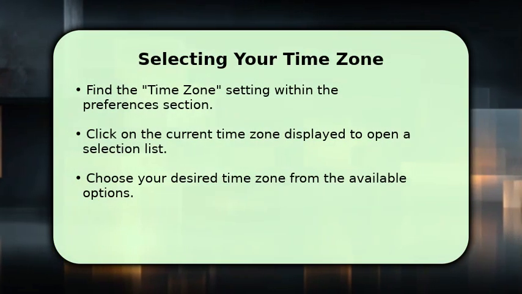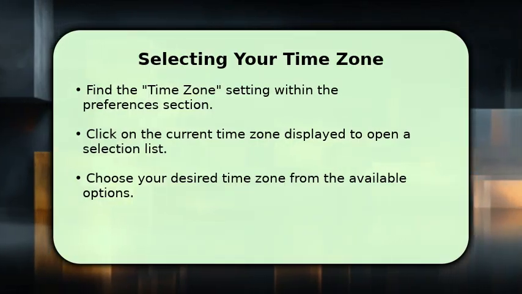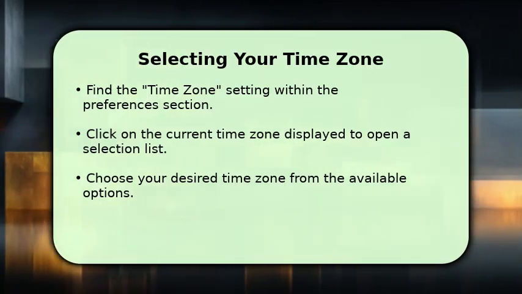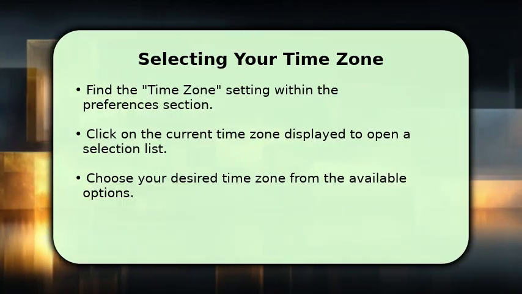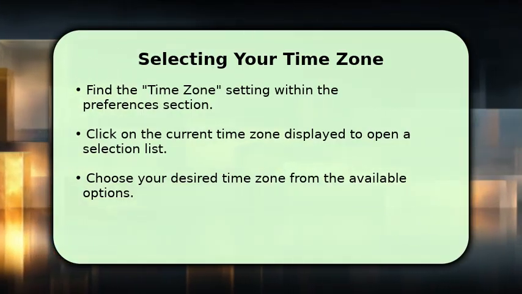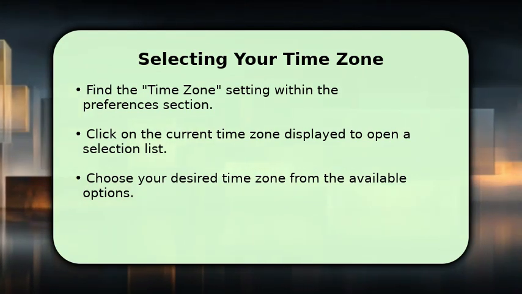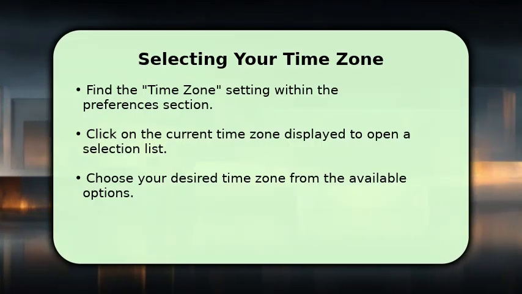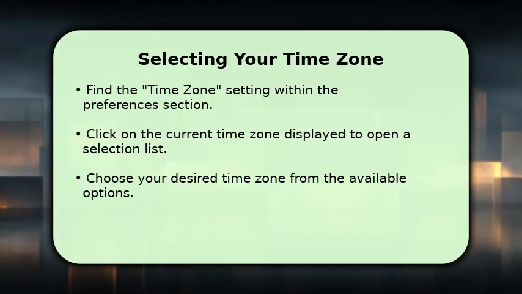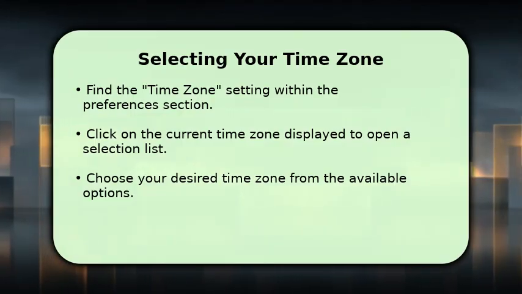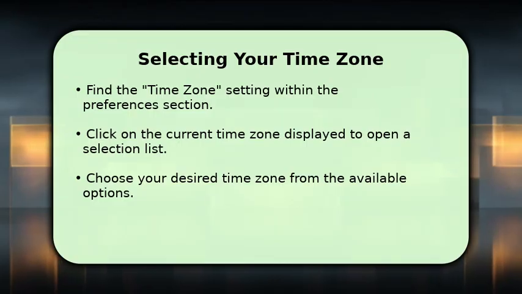Within the General Preferences or Display Settings, you should find the Time Zone option. Click on the currently displayed time zone to open a list of available options. Carefully scroll through and select the time zone that accurately reflects your current location. This ensures all your trading activities and data are synchronized correctly.